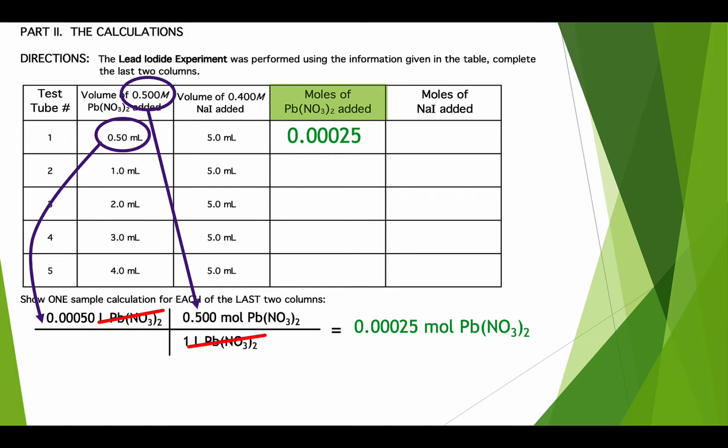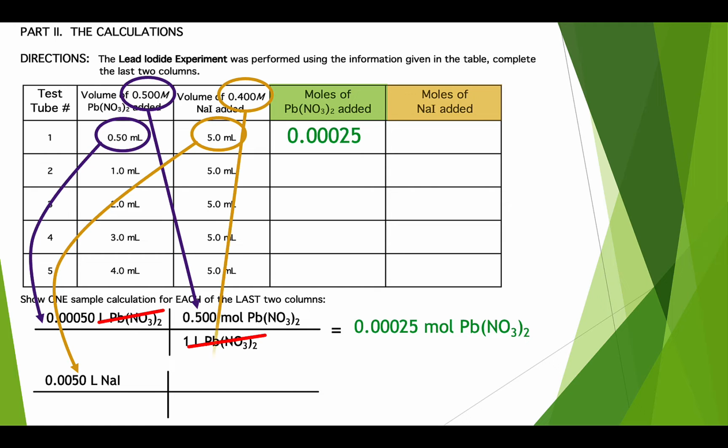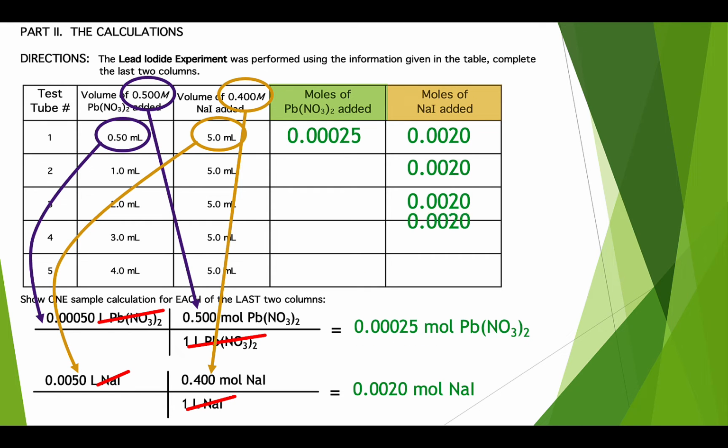I'm going to go through a similar calculation to determine the moles of sodium iodide I added to test tube number 1, and in fact, all of the test tubes, because we always added 5 milliliters of sodium iodide to every test tube. So I'm going to convert that 5 milliliters to liters, and I'm going to multiply by the concentration, the moles per liter. There's 0.400 moles of sodium iodide in every liter of the solution. If I multiply those two numbers together, I will find that every test tube got 0.0020 moles of sodium iodide added to it.